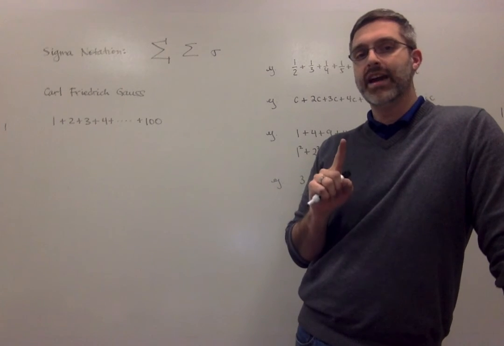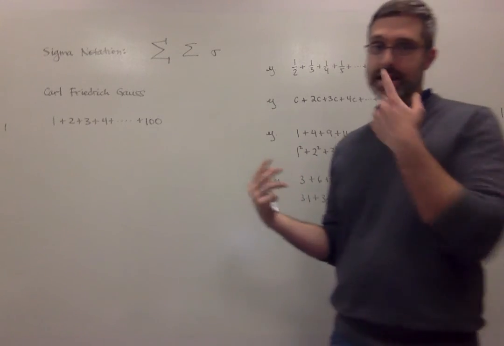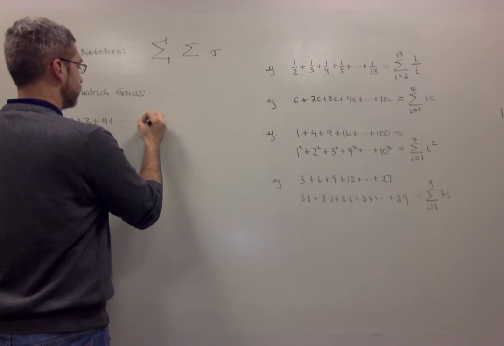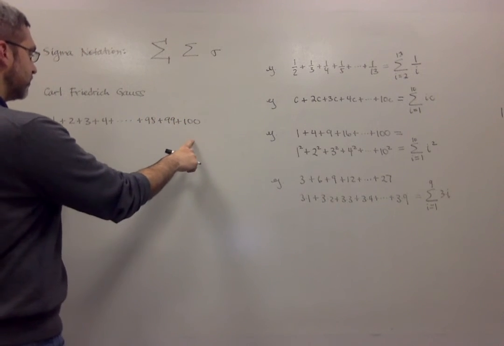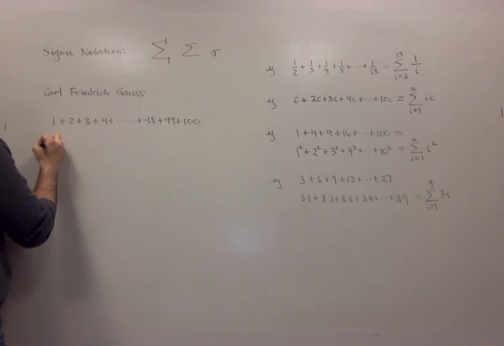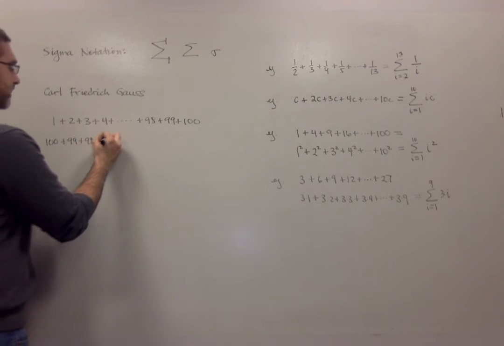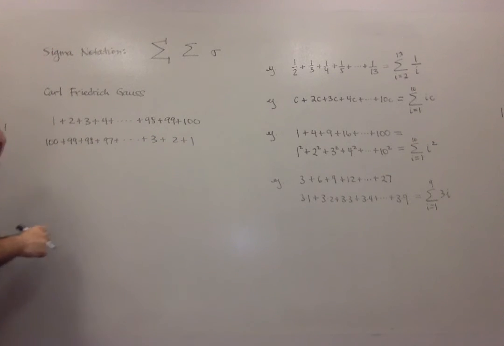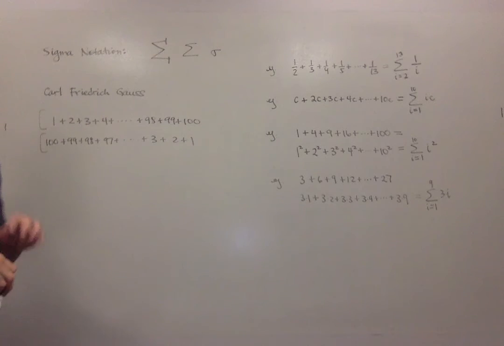Here's what Gauss did. He saw this sum and immediately did the following, which maybe you might or might not do. He imagined, let me write the last few numbers on here, 98, 99, 100. He imagined what would happen if we reversed the sum. So what if I reversed it and I had 100 plus 99 plus 98 plus 97, and it all went down to 3, 2, and 1? This sum and this sum are clearly the same sum. Those are two copies of the same thing.